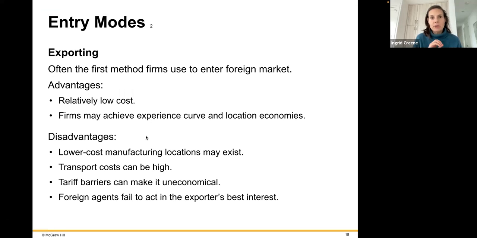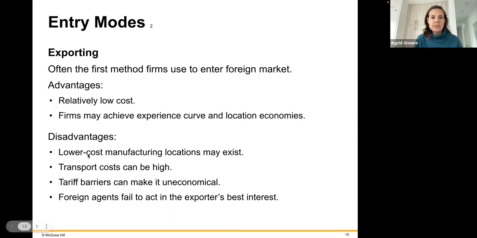So exporting, which we'll get into a lot of detail in the next chapter, in chapter 14. This is often the first method used to enter foreign markets, right? Relatively low cost, not a lot of capital that goes into setting up your own shop or own warehouse, et cetera, in a foreign country. Firms may achieve the experience curve and location economies. So the nice thing is that you can slowly understand the country that you're moving into.